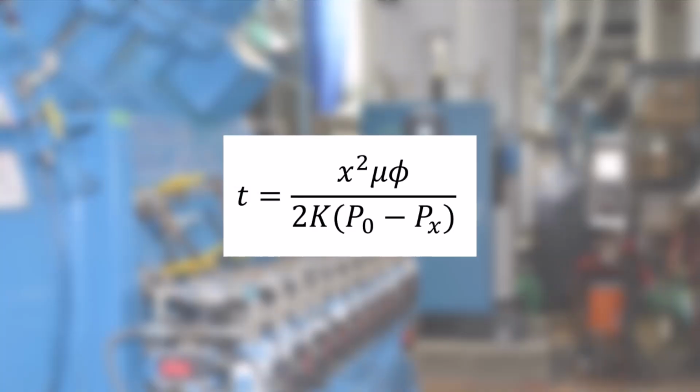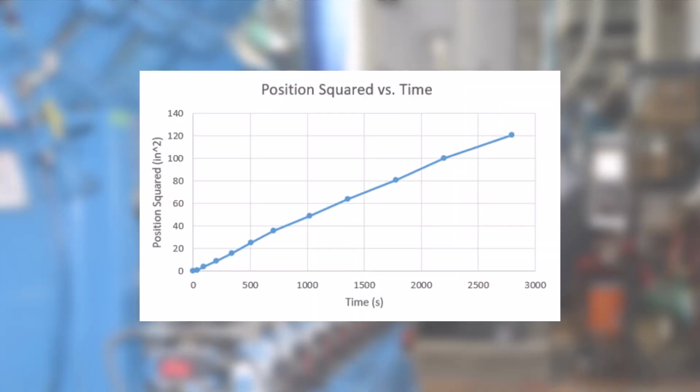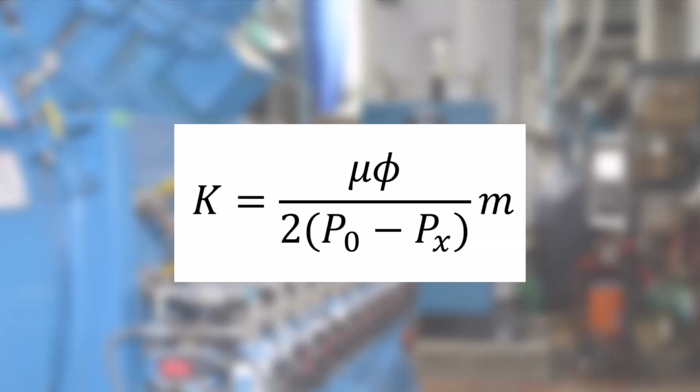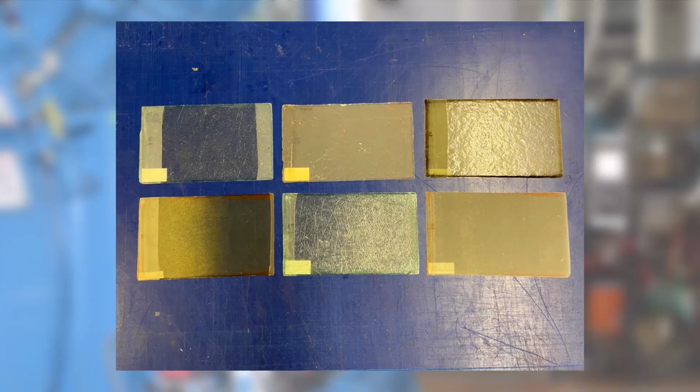Using this equation, we can substitute the slope of the flow front position squared versus time graph to solve for permeability. It is important to note that the entire derivations were shown in more detail in the vacuum infusion theory video. Furthermore, these specific equations only apply to flat, rectangular panels. Complex shapes will require more elaborate equations.